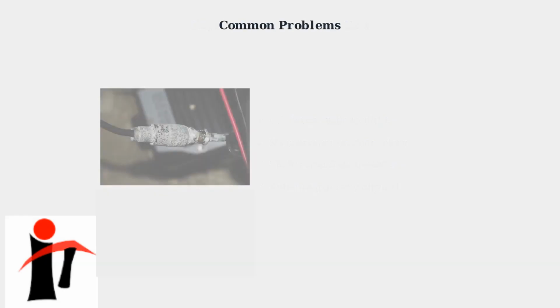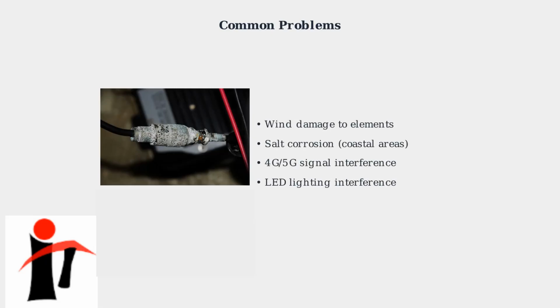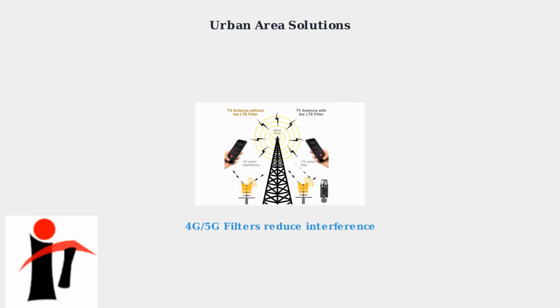Common antenna problems include corroded connections, especially in coastal areas, wind damage to antenna elements, and interference from modern electronics and mobile signals. In urban areas, interference is often the main culprit. Installing 4G or 5G filters can significantly improve signal quality by blocking unwanted mobile phone frequencies that interfere with TV signals.